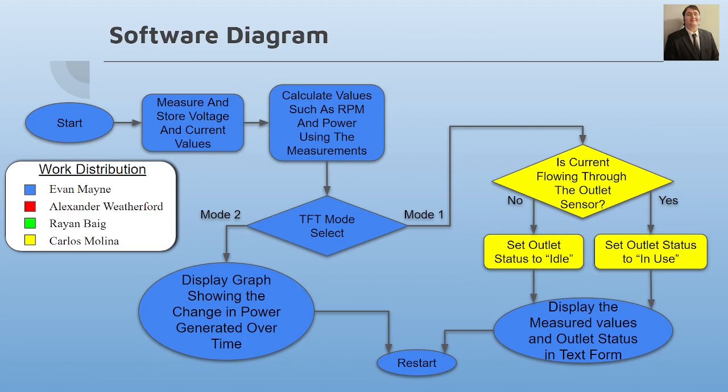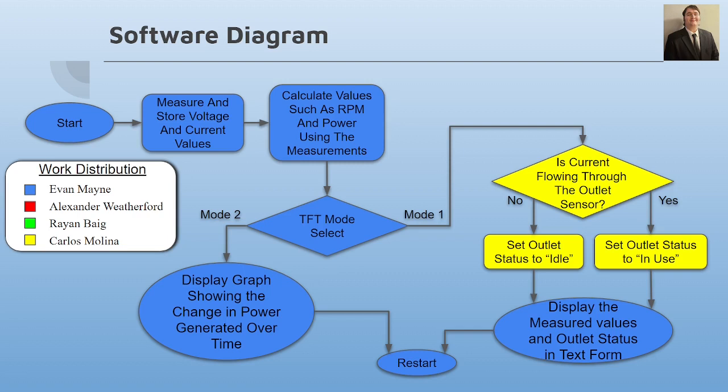Here's our software diagram. First, the sensors and the LCD pins are configured. Then measurements are taken using the first sensor, and then the unit conversions and calculations using these measurements are performed. The program then branches off depending on what mode the prototype is currently set to, and this can be changed by the user at any time by pressing the LCD's toggle button.